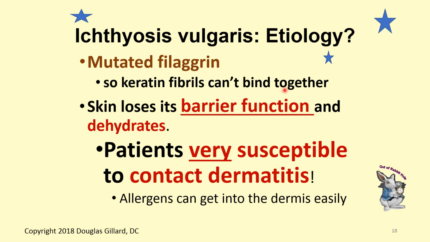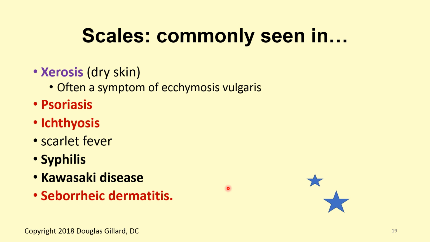All right. So mutated filaggrin. Remember, filaggrin holds keratin fibrils together and that makes the barrier really, really thick. I won't get into all the biochemistry of that. We talked about that already. So patients with ichthyosis vulgaris, if they don't have a good barrier, are super susceptible to contact dermatitis. So allergens can really easily get in. Latex, whatever. Okay. Out of the rabbit hole, let's finish up scales.